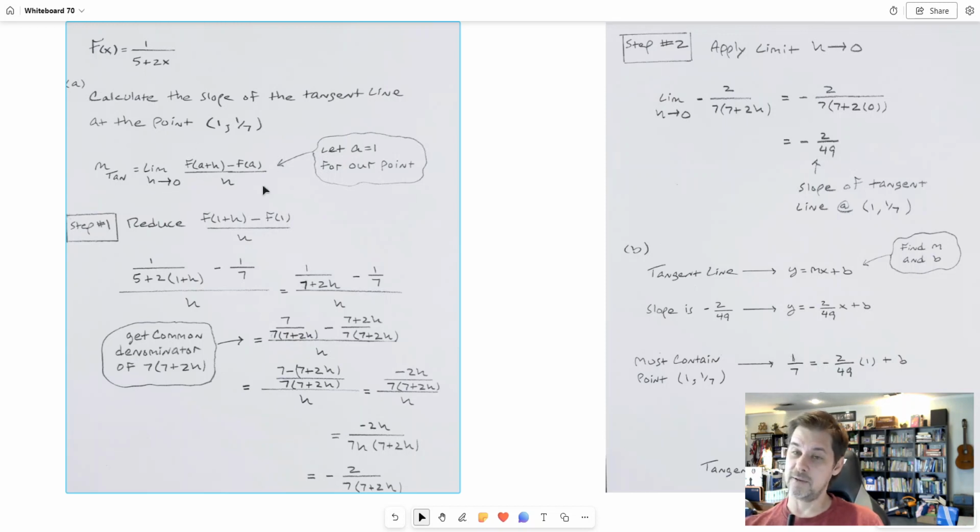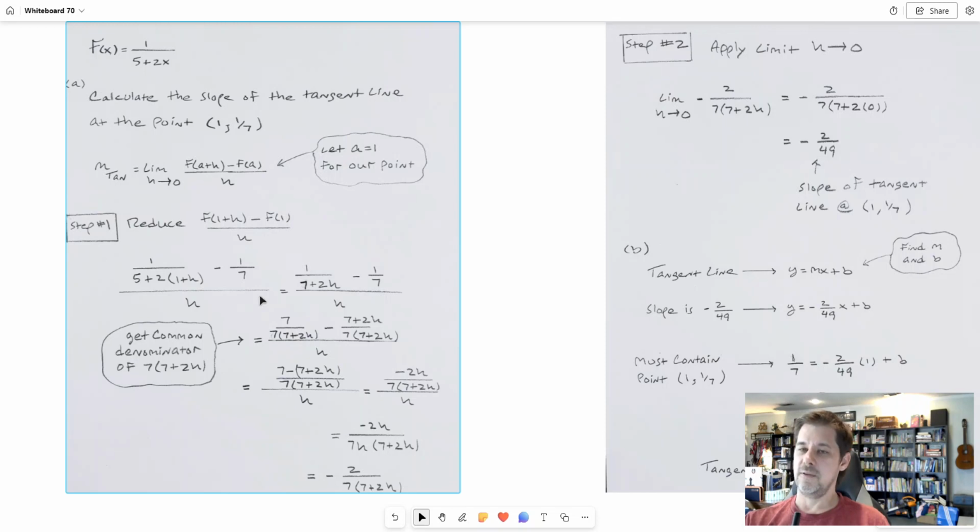Now I would do that in 2 steps. First step, I would reduce this formula. That's called the difference quotient right there. Okay? So I'll take f of 1 plus h, which you find right here, 1 over 5 plus 2 times 1 plus h, minus f of 1. If you put 1 in, you get 1 over 7. So 1 over 7 over h. Now I need to reduce this.